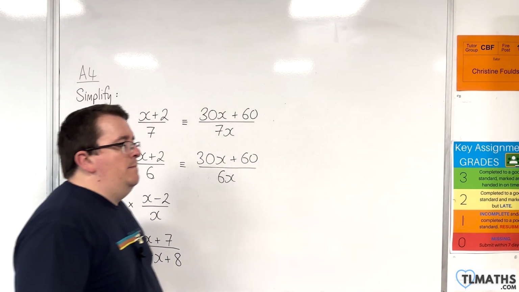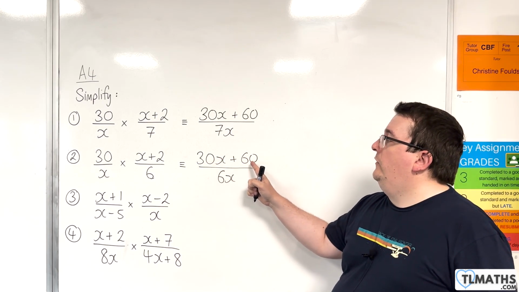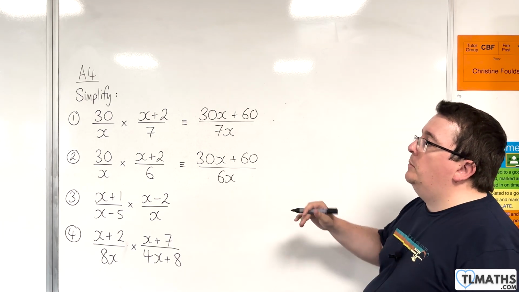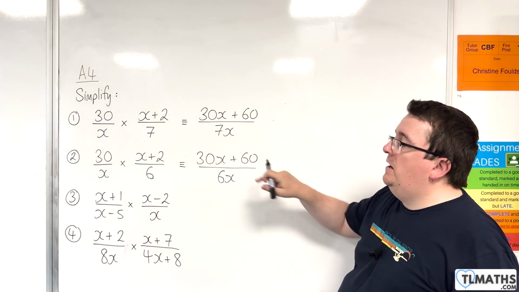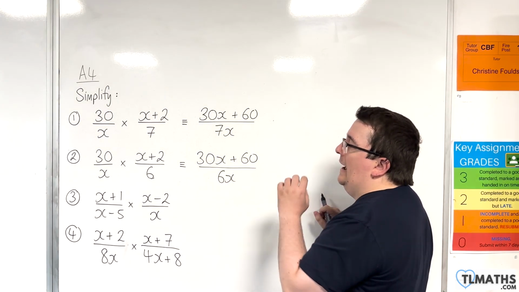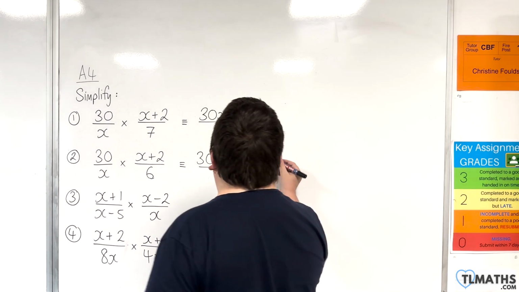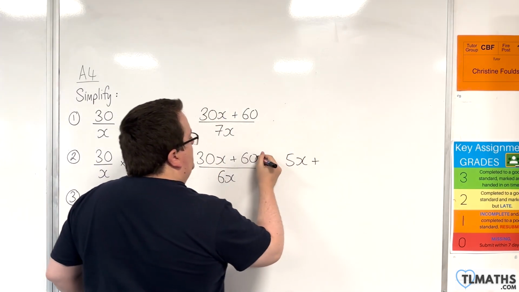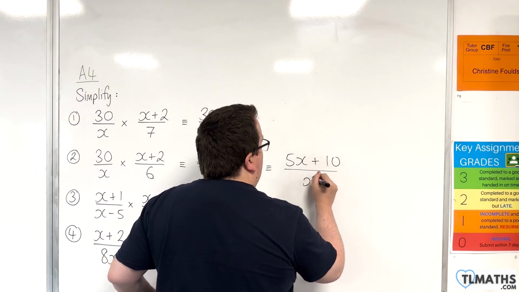Now, at this stage, it may well be that you spot that actually 30, 60, and 6 all have a common factor of 6. So every term in the fractions, it has to be every term, not just 2 terms. It has to be every term that you see. Every term in the numerator and the denominator has a factor of 6, which means I can divide everything through by 6. So 30x divided by 6 is 5x, 60 divided by 6 is 10, and then 6x divided by 6 is x.